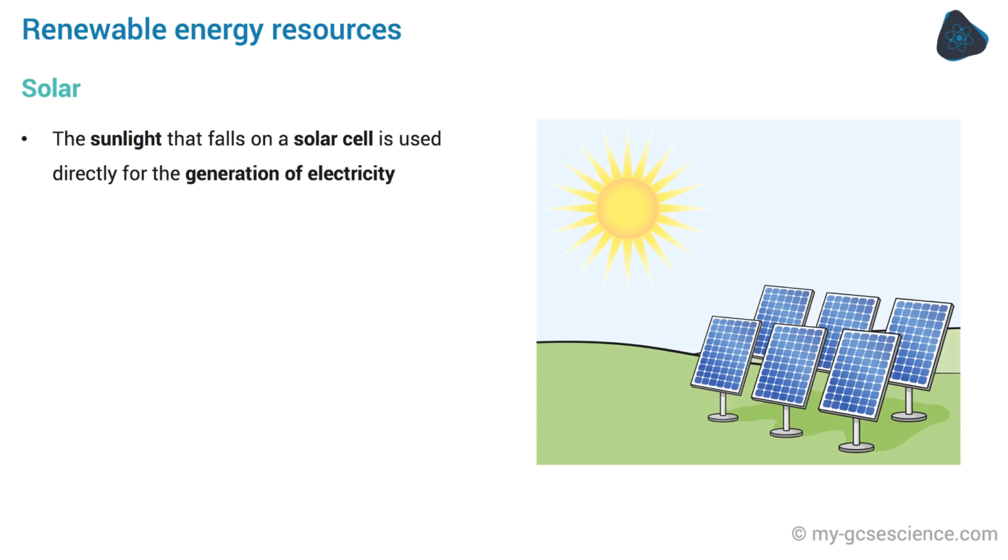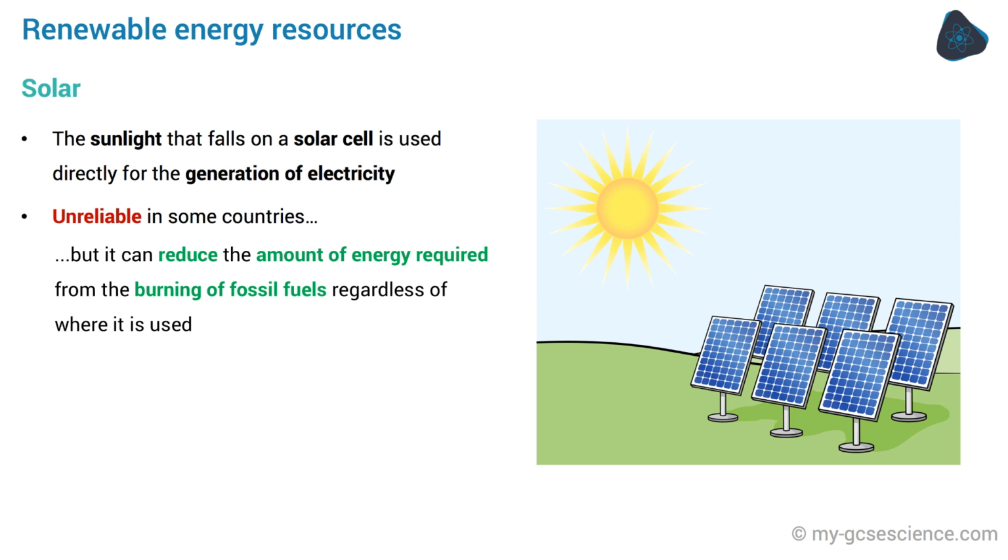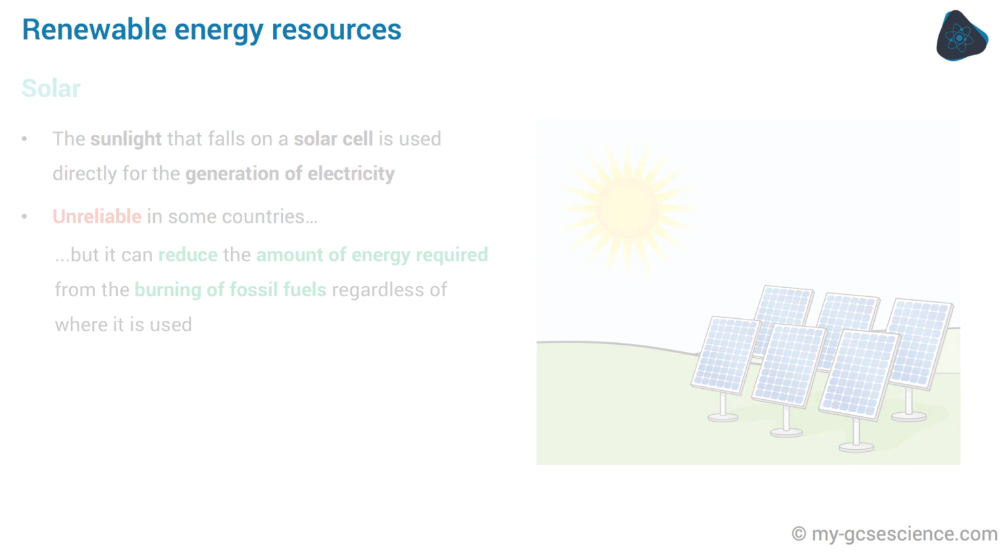The sunlight that falls upon a solar cell is used directly for the generation of electricity. Although solar electricity generation is unreliable in some countries, it can still reduce the amount of electrical energy required from the burning of fossil fuels, no matter where it's used. In hot countries, sunlight can also be used directly for the heating of water for use in plumbing systems.